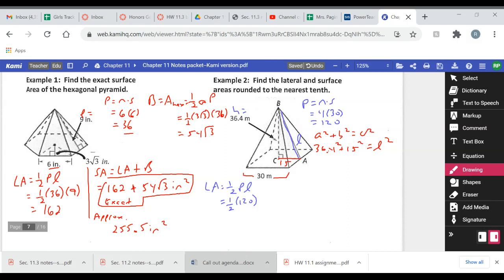Right, so if I go ahead and work that out, if I go ahead and do 36.4 squared plus 15 squared, I get 1549.96 is equal to L squared.